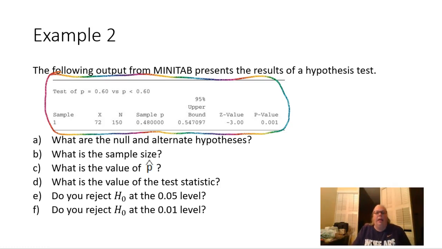Okay, part A, what are the null and alternate hypotheses? We can find those right here on line 1, the test of p is equal to 0.6 versus p is less than 0.6. That makes our null hypothesis p is equal to 0.60, and our alternate hypothesis p is less than 0.60.